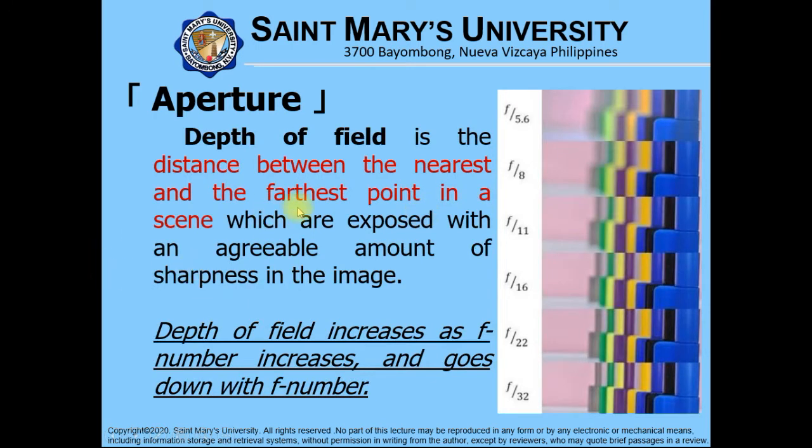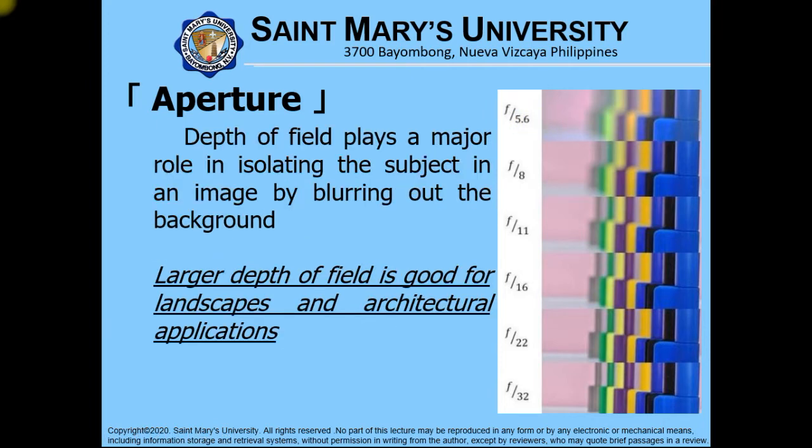So when we say depth of field, it is the distance between the nearest and the farthest point in a scene. The depth of field increases as the F number increases. As you can see here, at F/32 the farthest part of the image is not as clear compared to F/5.6. The depth of field plays a major role in isolating the subject in an image by blurring out the background. So if you want a blurry background in your photographs, you can choose a lower aperture ratio.